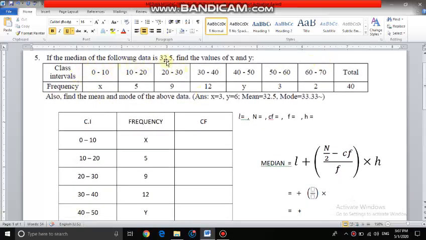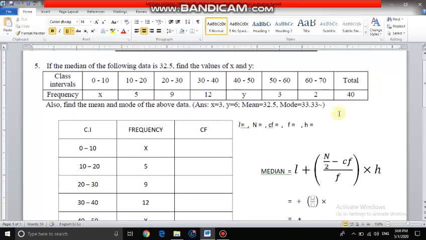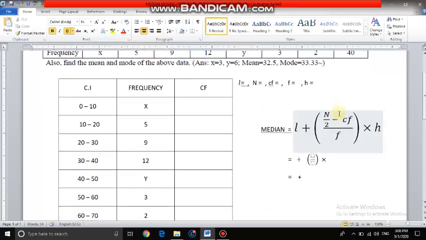So let me take the example. If the median of the data is 32.5, so median is given to us, and find the values of x and y. So x and y, two values are missing here, and one more thing is given, the total number of frequencies is 40. So I have written this horizontal table into vertical form.